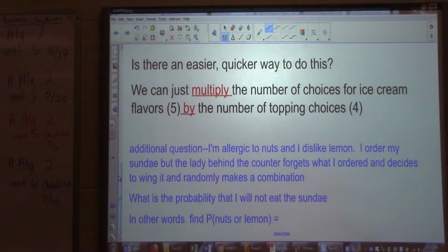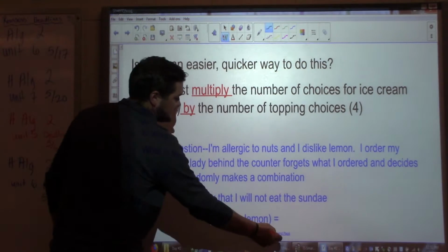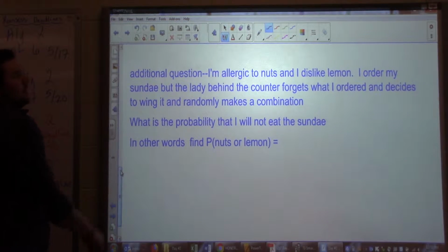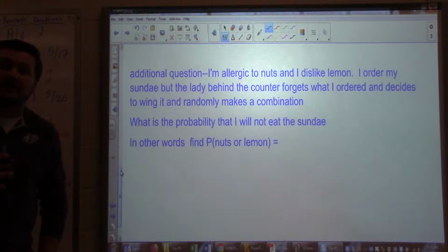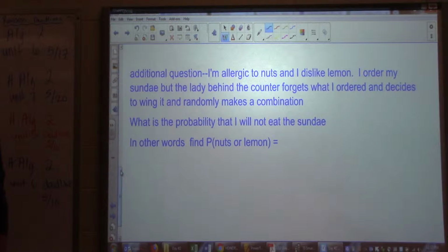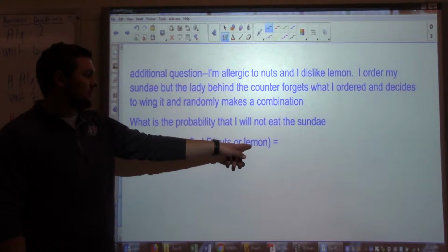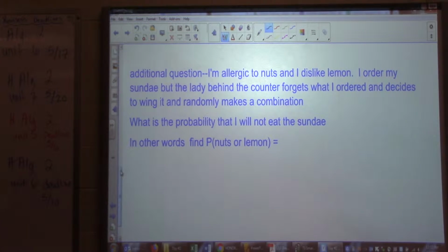Alright, an additional question. It's not on your paper. Let's think about it, because you might get a question asked like this at some point. If we're allergic to nuts and we just like lemon, and you order a sundae, but the lady behind the counter forgot what you ordered, what is the probability that you will not want to eat the sundae? Right? So you order your sundae, lady behind the counter didn't write it down, forgot what you wanted. What's the probability that it will contain either nuts or lemon? That you won't want to eat it? How can we find that?